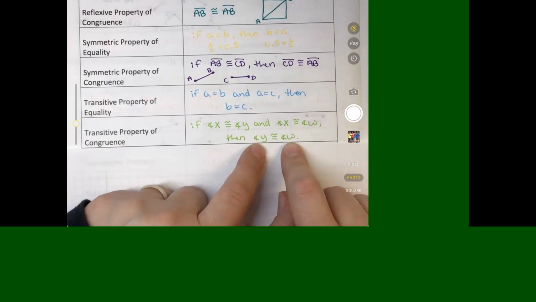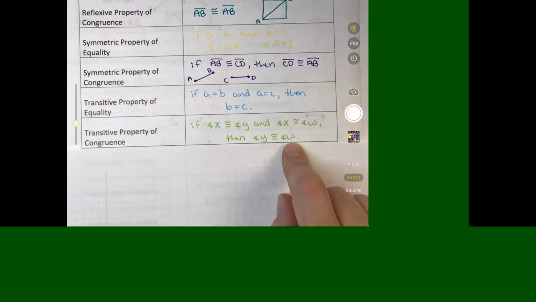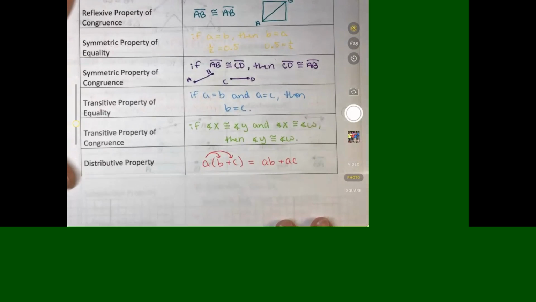So some of these seem pretty redundant. You're like, why does this even matter? When we get into the proofs, you're going to see where these properties are necessary. Okay, I promise you'll see it. You don't see it right now.